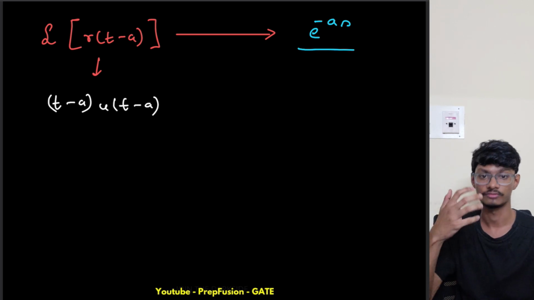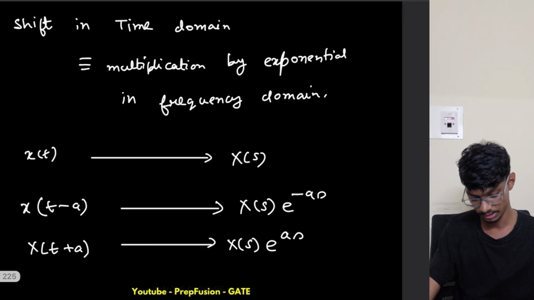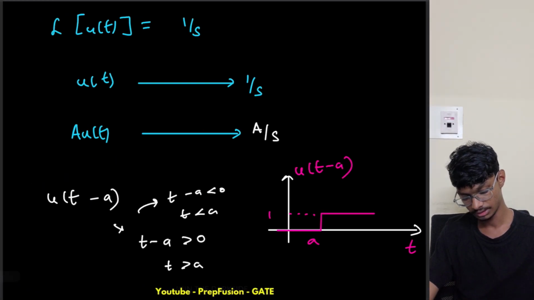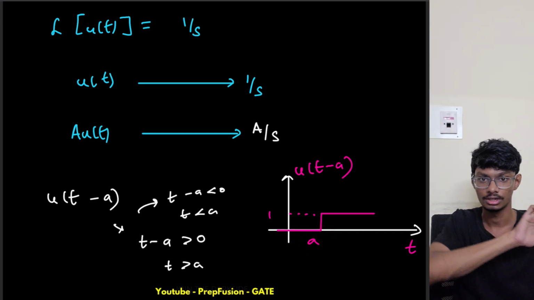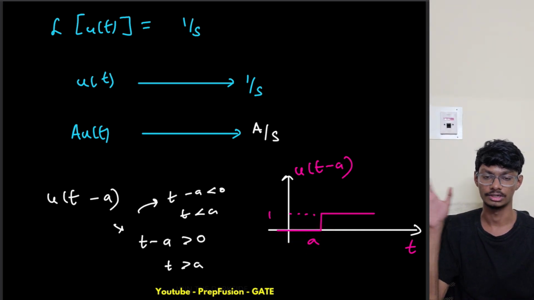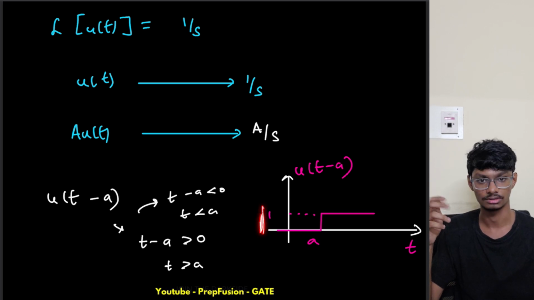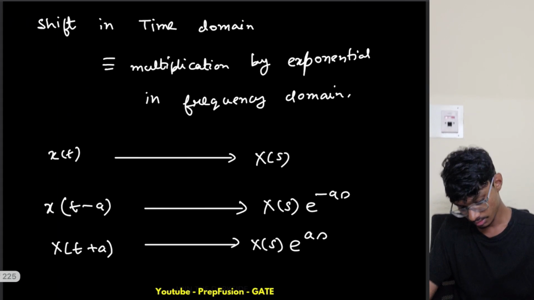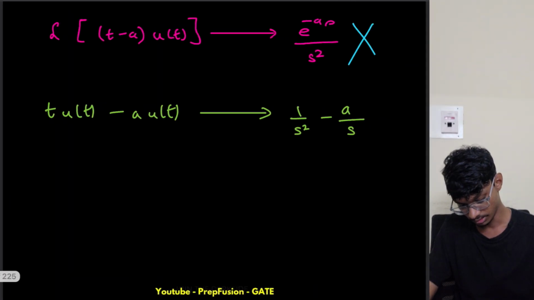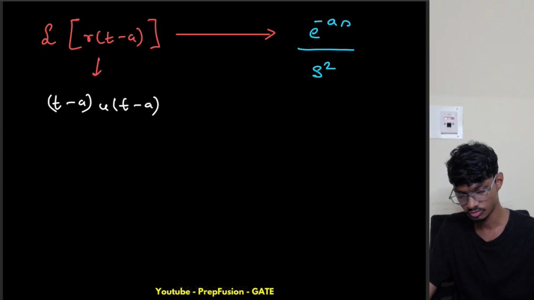I also forgot to explain that if this is minus a, it is delayed by a. How is it delayed? Here you can see that initially it was coming at t equals 0, but now it is coming at t equals a. It is delayed by a. If it was plus a, it would have been ahead by a, but now it is delayed by a. So this will come out as e raised to power minus a s by s square only.